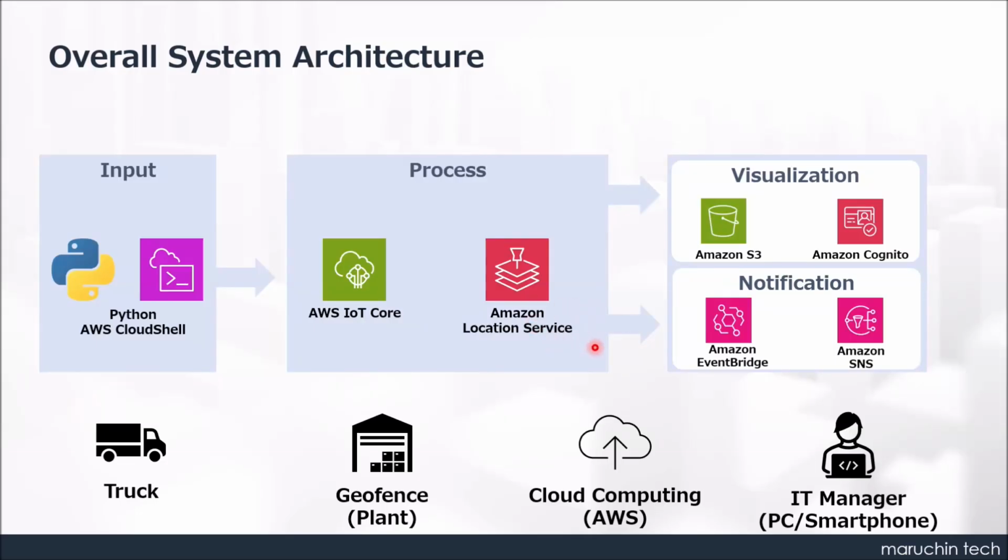Next, we use Amazon EventBridge to detect when the tracker enters the geofence. It then triggers Amazon SNS, Simple Notification Service, to send an email. SNS is a notification service that pushes messages to endpoints like email addresses or chat applications.